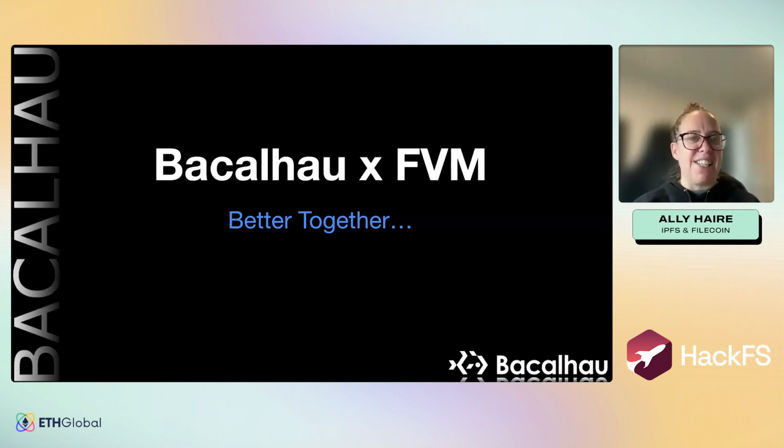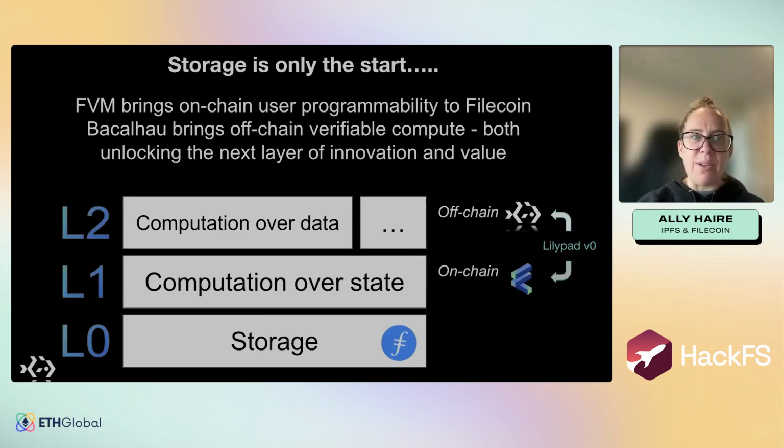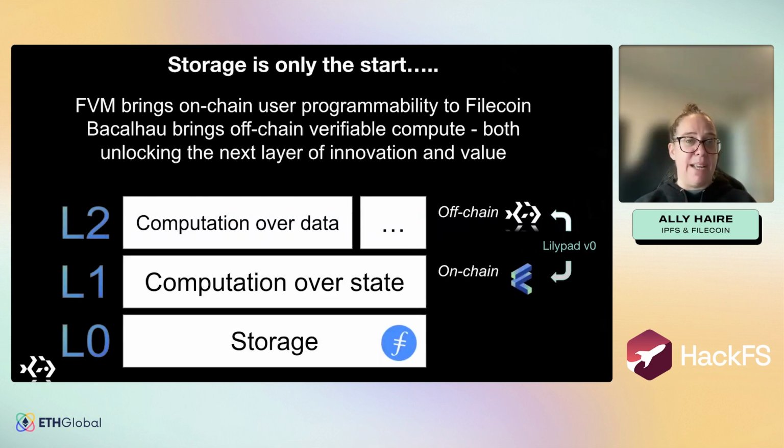But how does this interact with FVM if I wanted to build on the FVM? Well, in terms of the Filecoin and FVM network, as I mentioned in the Filecoin vision a little earlier, storage is really just the start. Architecturally, we can think of the storage layer of Filecoin as this layer 0. Then this ability to perform on-chain computation, or computation over state, which comes from FVM, brings these layer 1 capabilities to the Filecoin stack. Bacalhau is then bringing this additional capability for off-chain verifiable compute loads on large data to the network.